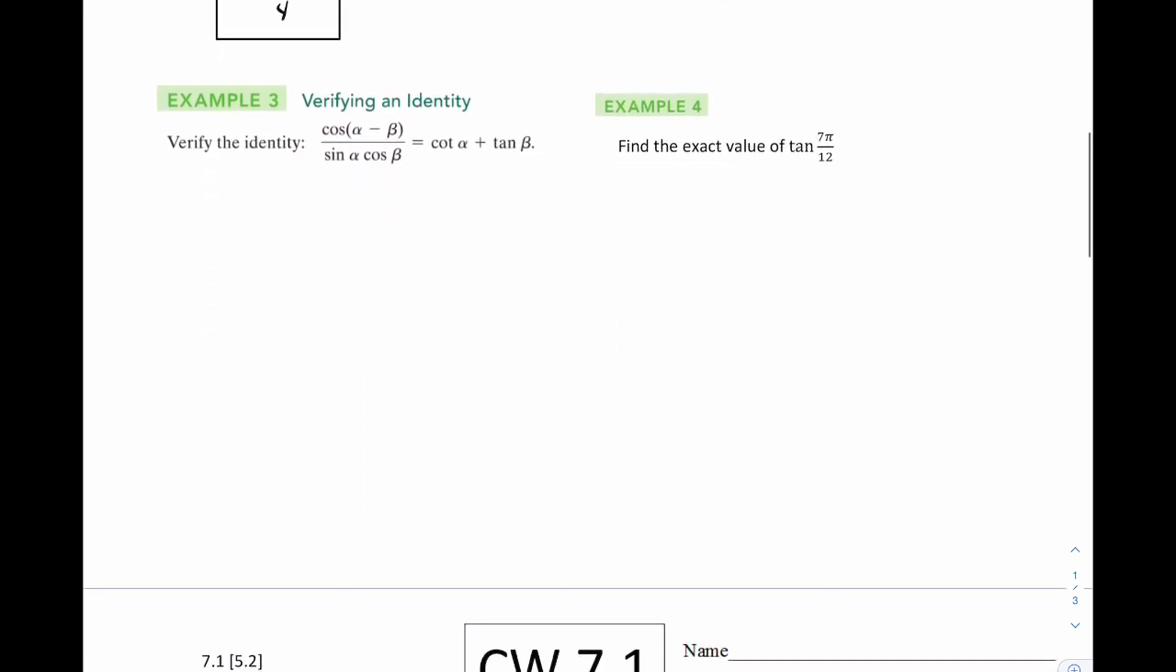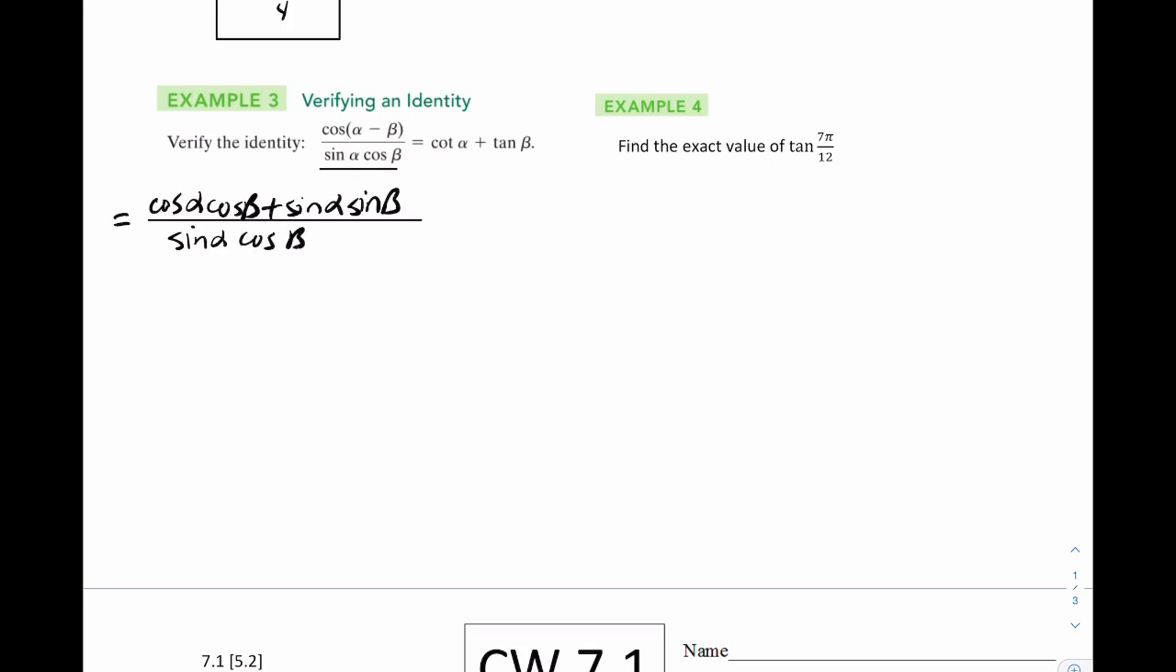Next example, verifying an identity. So for this one, we're going to pick the left side just because it looks like there is definitely more to work with because of that a minus b. So we're going to expand that. So cosine a minus b, that's cosine alpha, cosine beta. The sign should switch, so plus sine alpha, sine beta. Divide that by sine alpha, cosine beta.